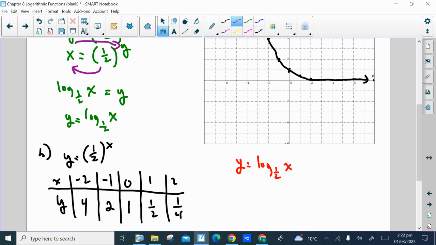Why? Why can we do that? Yeah. Why are we doing that? Because it's an inverse, that's right. This logarithmic function is the inverse of the exponential function. That's why we can switch the x and y values around. Because the two are inverses of each other.